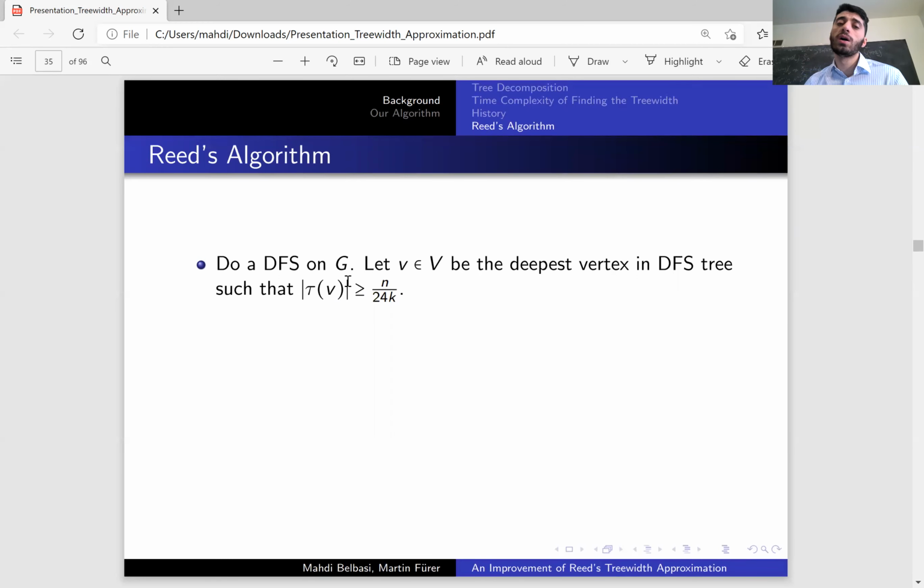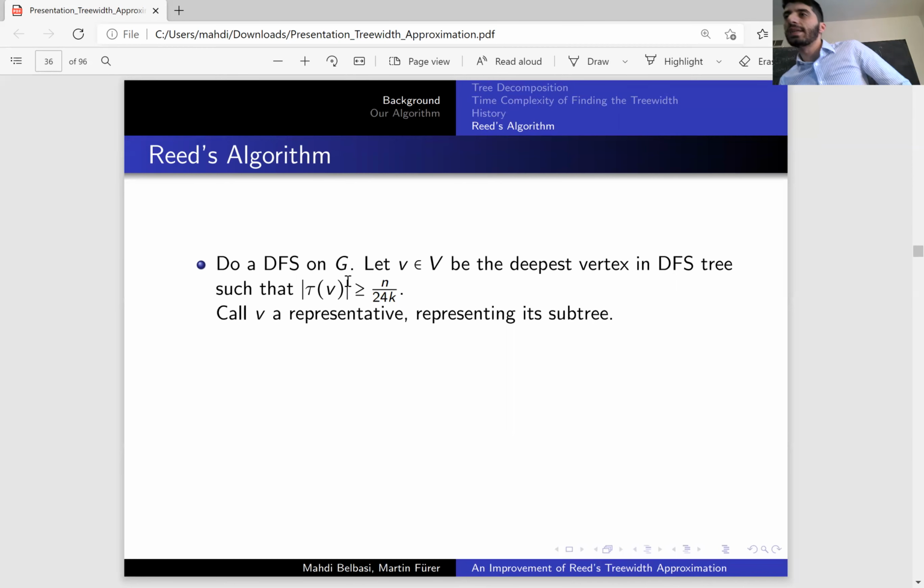So this is how Reed proceeds. Reed finds representatives. What is a representative? Instead of checking every vertex, he groups them, picks one representative from each group, and then tries to separate those, hoping that their corresponding groups will go to the same side, right? Instead of looking at every node, he just picks one representative. What's the threshold for a representative? Each representative should represent at least n over 24k vertices.